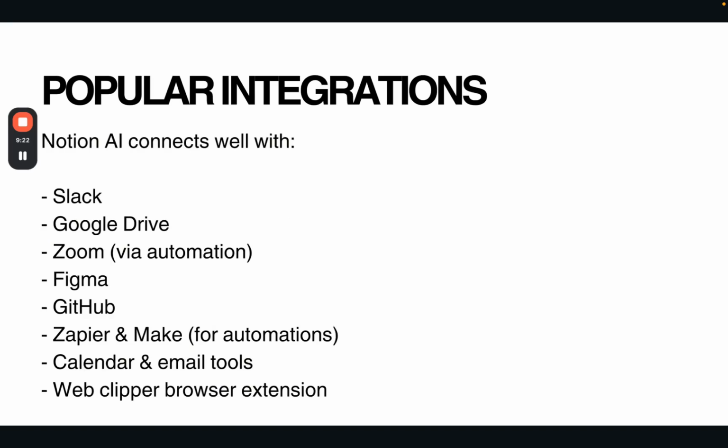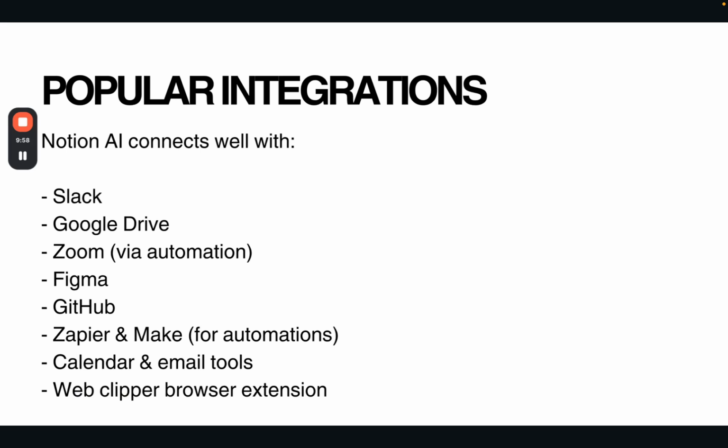And these are some of the most popular ones. It connects well with Slack, Google Drive, Zoom, Figma, GitHub, Zapier, and Make, mainly for automations, calendar and email tools, web clipper, browser extension. So for example, with Slack, you can tell Notion you or your team a message, or you can connect it to Google.